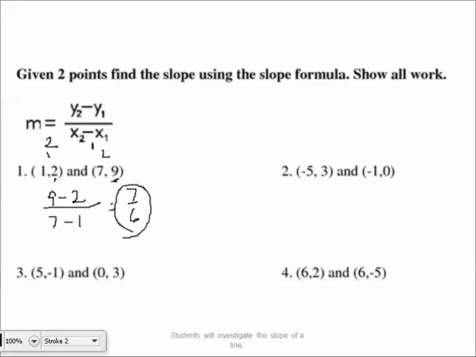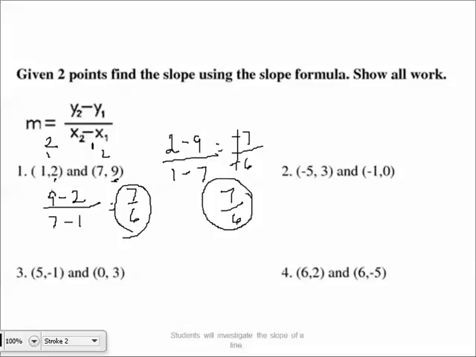Well, let's see here. I would have 2 minus 9 divided by 1 minus 7. Well, 2 minus 9 is a minus 7. 1 minus 7 is a minus 6. And I got a negative divided by a negative. That becomes a positive 7 over 6. Guess what? I got the same value here, didn't I?